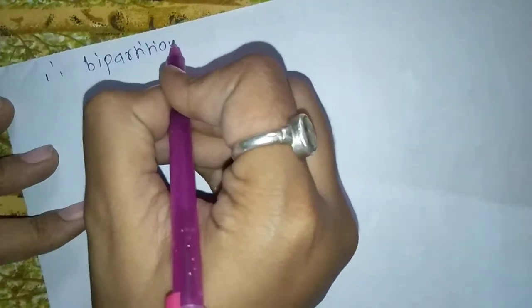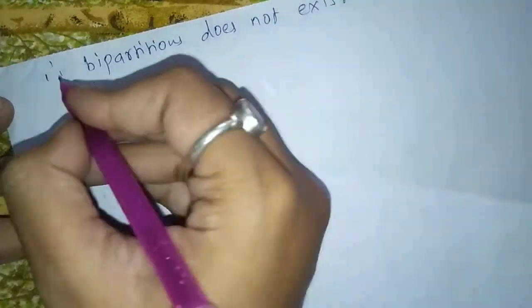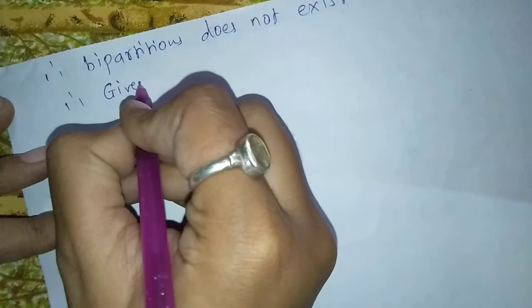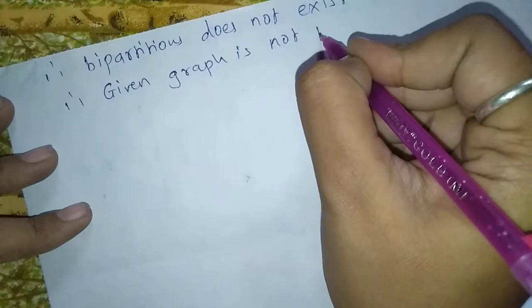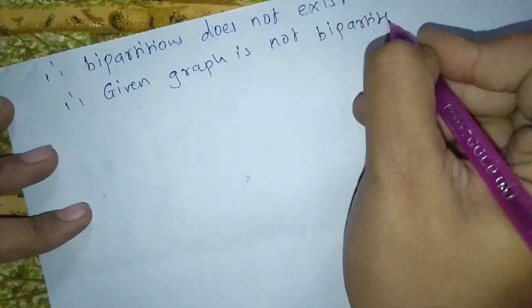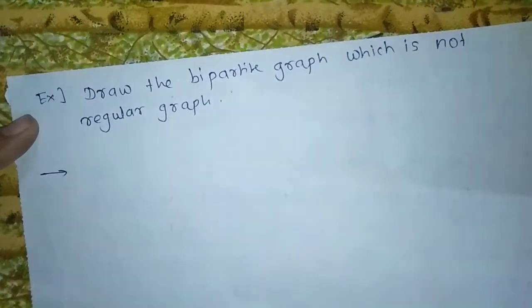For explanation, you write in your own language. Therefore, bipartition does not exist. Therefore, the given graph is not bipartite. Next example, draw the bipartite graph which is not a regular graph.